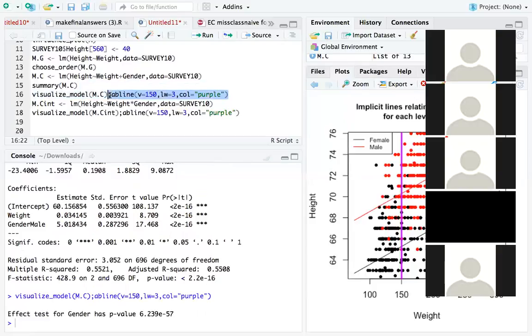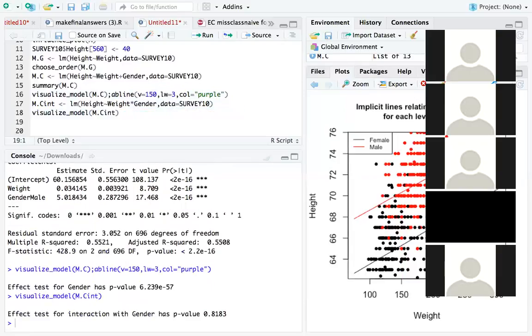Let me take off the AB line. We need it for that one. And then here's my model with the interaction. Oh my God. Okay, why did it not change? Okay, this is a great question right here. Why does the model look virtually identical?